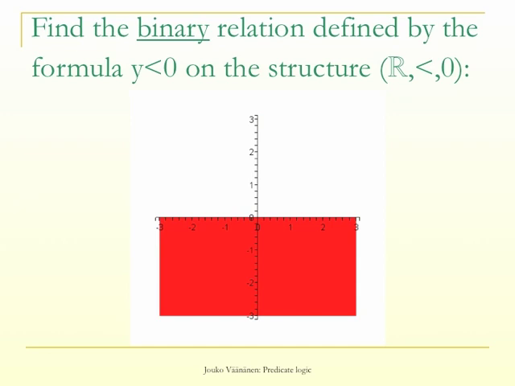Find the binary relation defined by the formula y less than 0 on the structure R less than 0. Again, we denote by 0 both the element 0 of the real numbers and the constant symbol in the vocabulary, which is interpreted as 0. Again, we want a binary relation, but we have only one free variable in the formula. It means that the other variable, x, can be anything. So it is a set of pairs A, B, so that B is less than 0 and A can be anything.